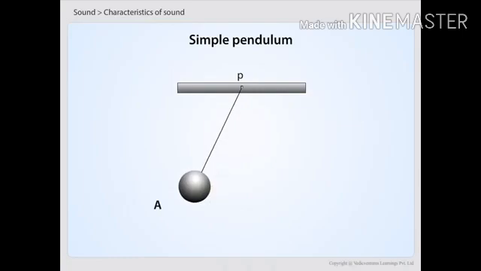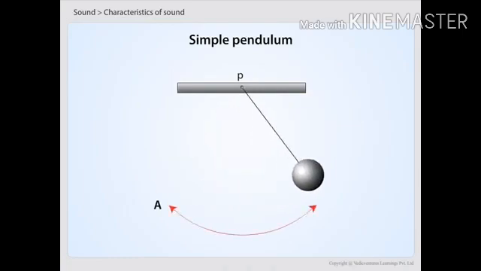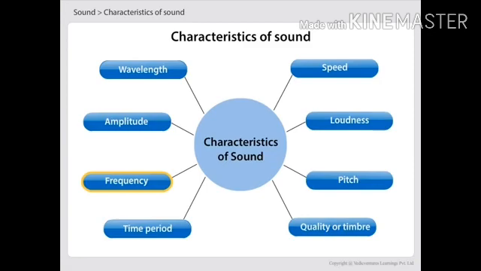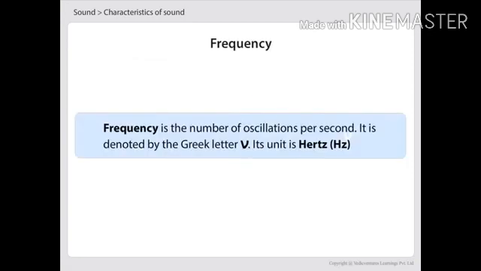The pendulum starts oscillating from point A to B and then to C, and it comes back. The point B is called the mean position of the pendulum. Here, amplitude is the maximum distance traveled by the bob of the pendulum on either side.